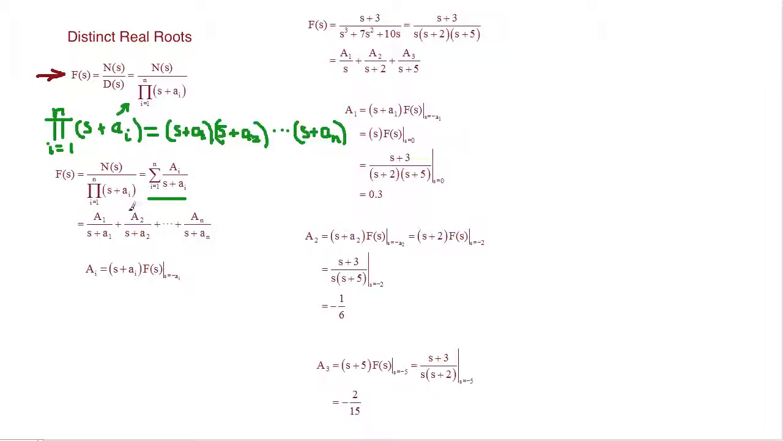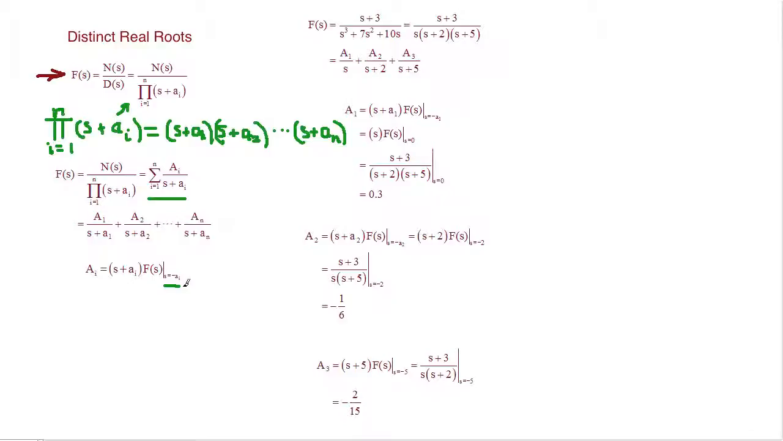The way we find each coefficient is as follows. We want to find the coefficient A_i, the numerator term when s plus a_i is in the denominator. We take our function F(s), multiply it by s plus a_i, and then evaluate the whole expression at s equal to negative a_i. So we evaluate it at this point, s equal to negative a_i.